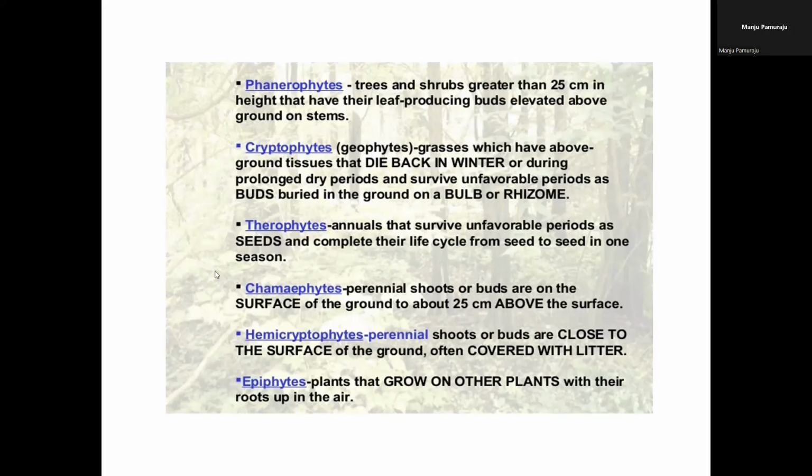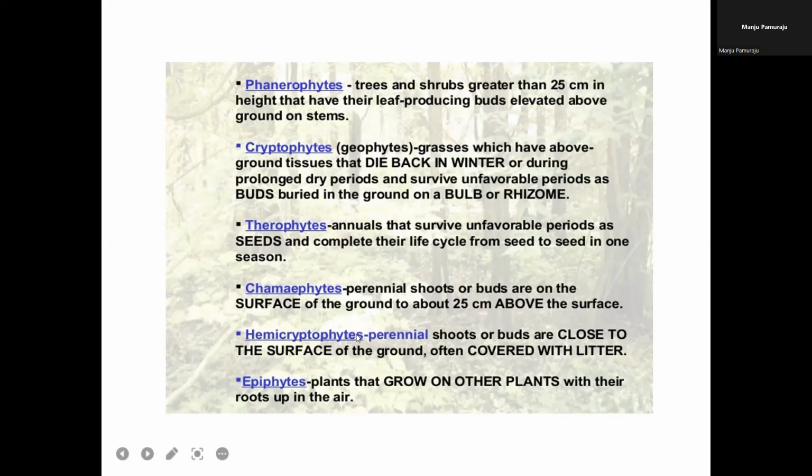So next one is the therophytes. Therophytes are the plants that survive unfavorable periods as the seeds and complete their life cycle from seed to seed in one season. Next one is the chamaephytes. Perennial shoots and buds are on the surface of the ground to about 25 centimeters above the surface.